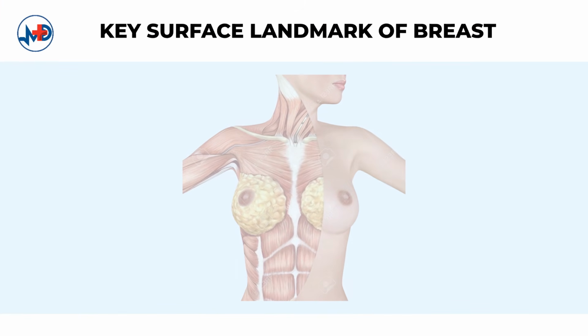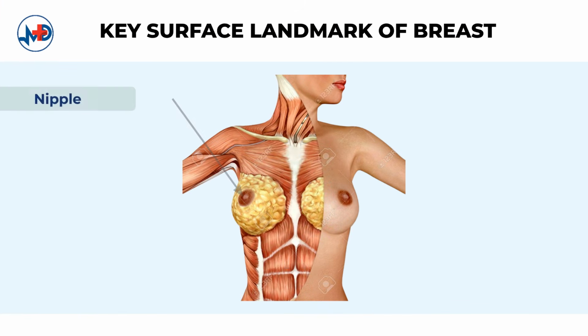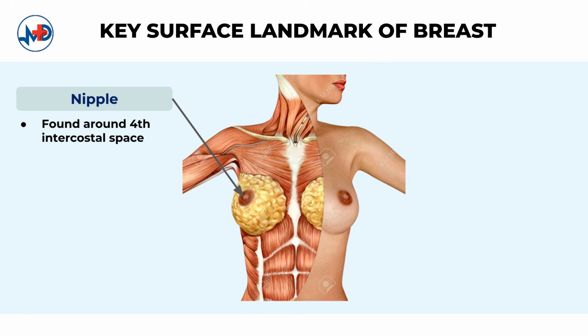Let's look at the key surface landmarks. First, the nipple. This is a conical or cylindrical pigmented projection, usually found around the level of the fourth intercostal space, though this position is highly variable. It's pierced by 15 to 20 lactiferous duct openings.